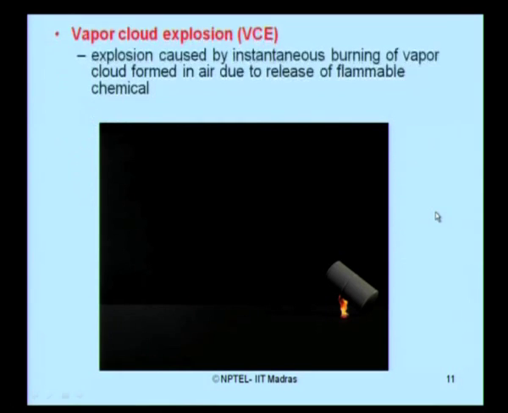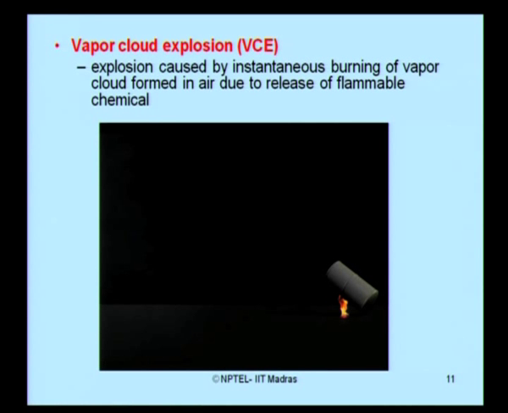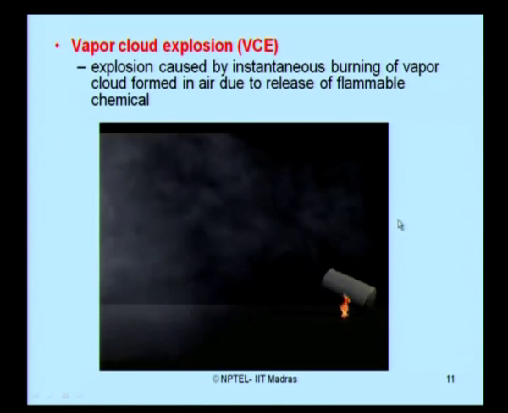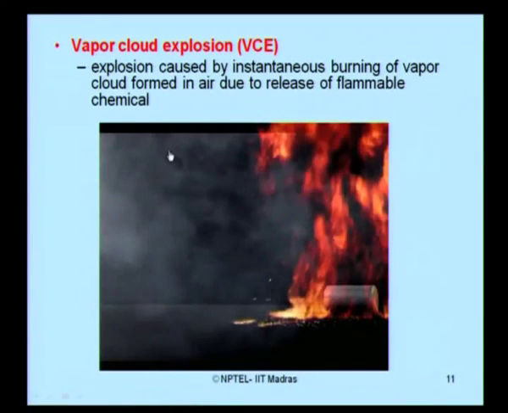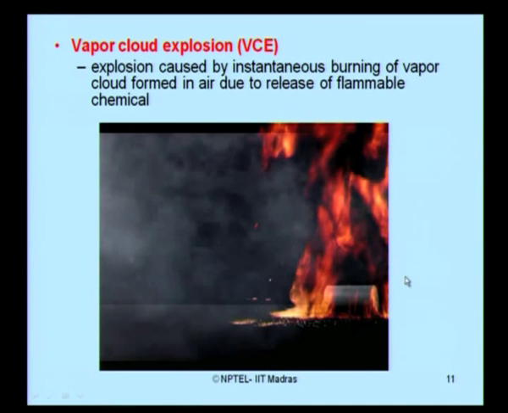The second type of explosion is simply called vapor cloud explosion. The confined part is removed from the definition. This is an explosion caused by instantaneous burning of a vapor cloud which is formed in air due to release of a flammable chemical. So there is a flammable chemical which has been released in air that has resulted in a cloud, which we call a vapor cloud, and that explodes by some source of ignition. So, I have a cloud and this ignites, this is what I call vapor cloud explosion.